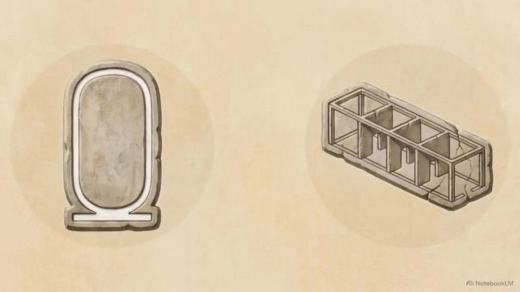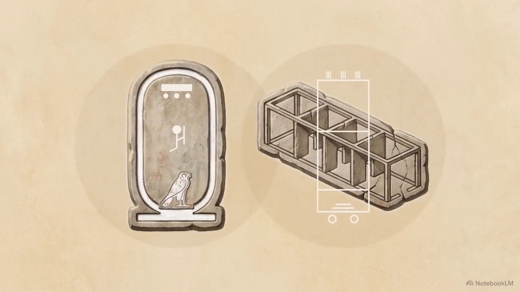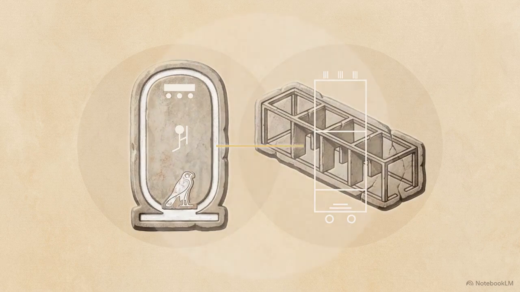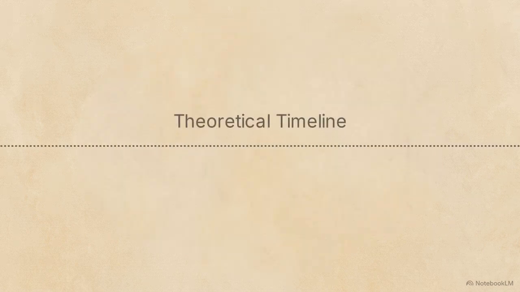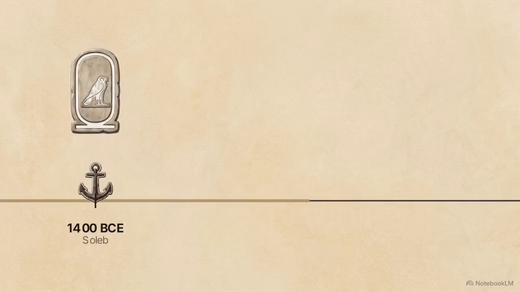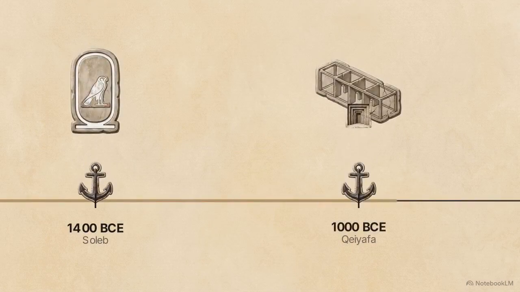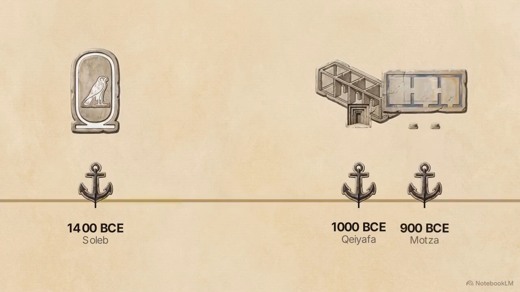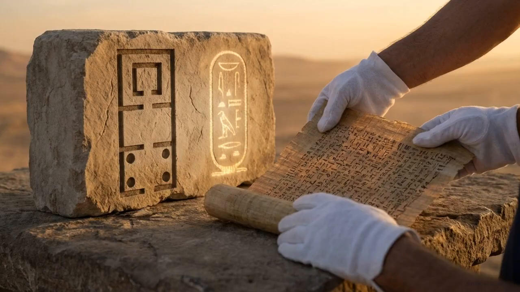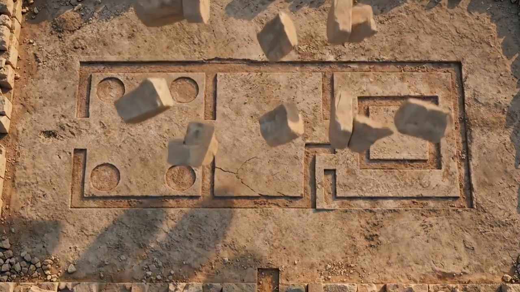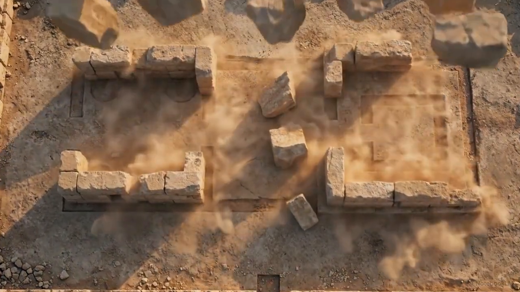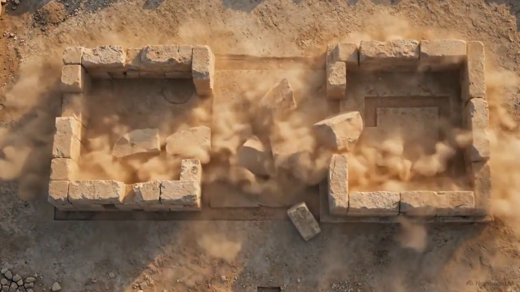When we synthesize these 2 lines of evidence, the material culture speaks for itself. We can now replace a theoretical timeline with a chronology anchored by physical data: 1400 BCE at Soleb, 1000 BCE at Qeiyafa, and 900 BCE at Motza. This material synthesis challenges the claim that the biblical temple was a late Persian era invention. The architectural layout in the text is not an abstract icon, it is a verifiable Iron Age reality.